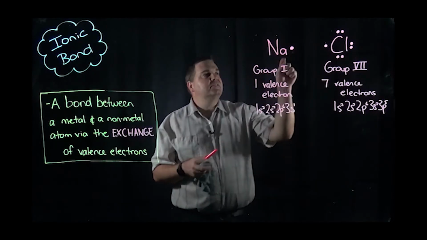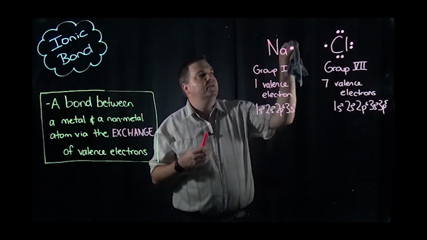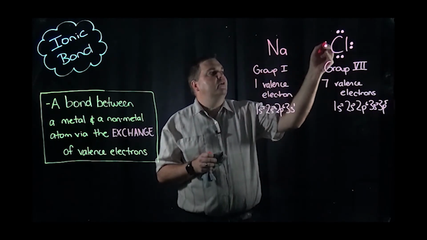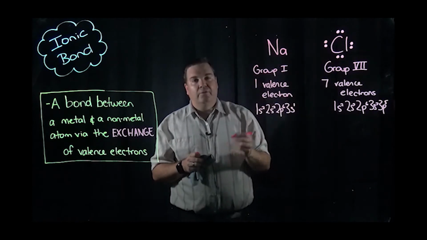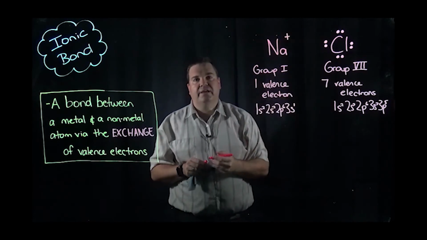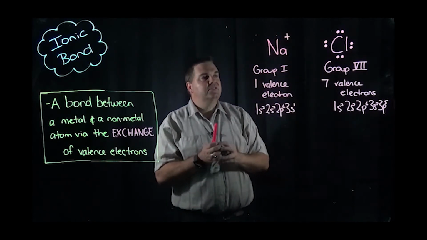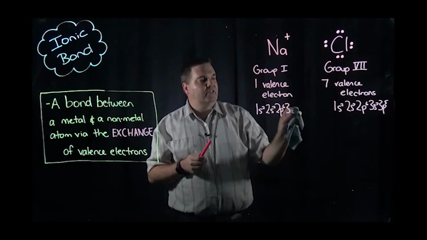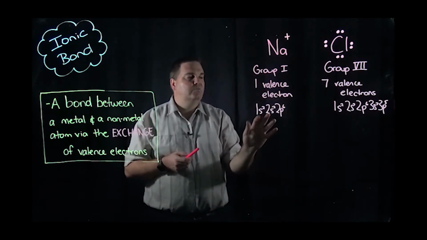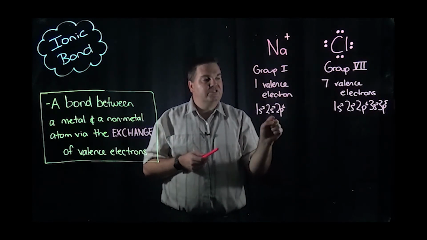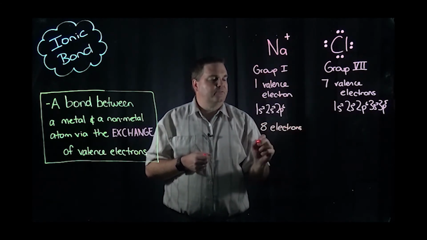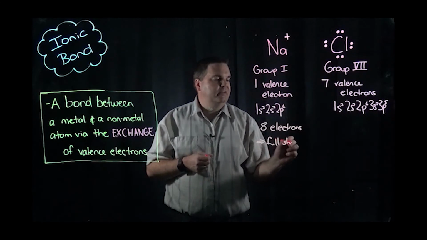So what's going to happen is that this lone electron on the sodium here is actually going to leave that valence electron shell, and it's going to come over here to the chlorine. Now what that does to the sodium is it turns it into a positive, an Na+, because it's lost an electron. And because it's lost an electron, this 3s1 electron disappears. And it now comes up with the electron configuration 1s2, 2s2, 2p6, which is a full outer shell. 8 electrons means a full shell, which means it's happy.